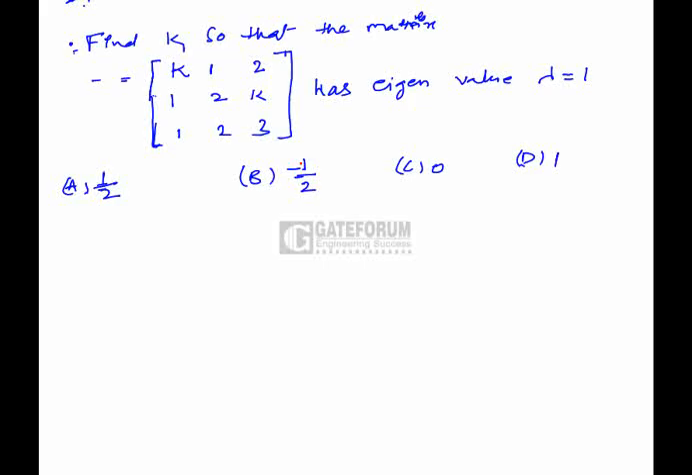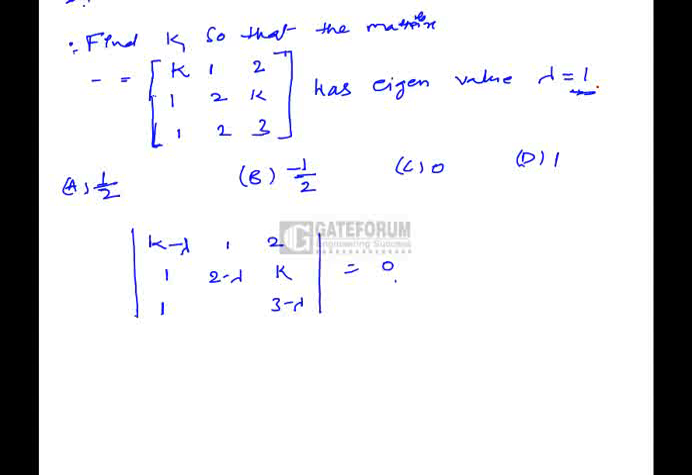A matrix is given, and it is given that it has one eigenvalue 1, and we have to find the value of k here. So if we write the characteristic equation for this, we'll get the determinant of the matrix with entries k minus lambda, 1, 2, 1, 2 minus lambda, k, 1, 2, 3 minus lambda. The determinant of this matrix should be equal to 0. Here lambda is an eigenvalue, and lambda is given as 1.